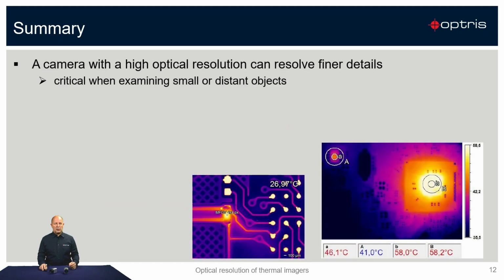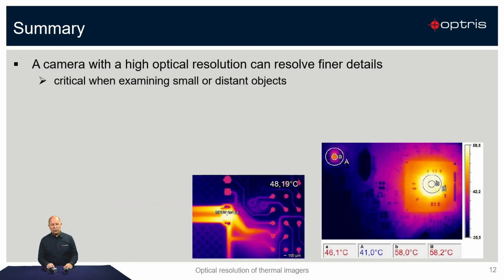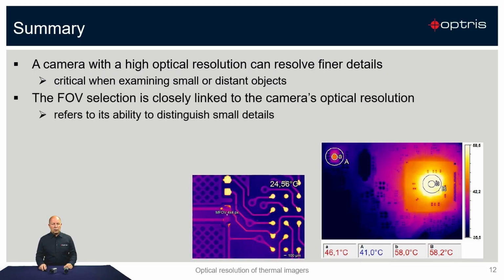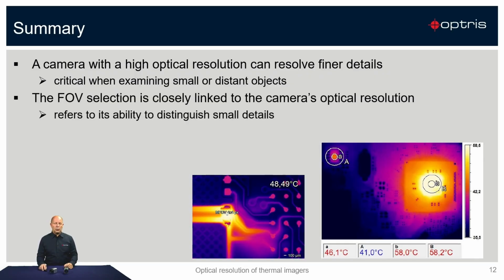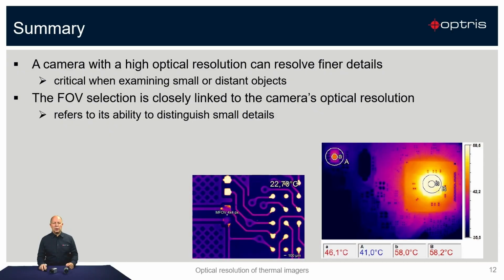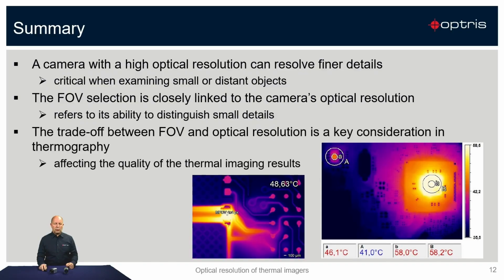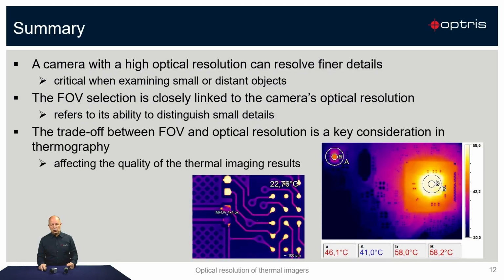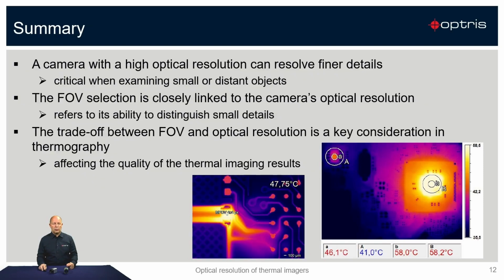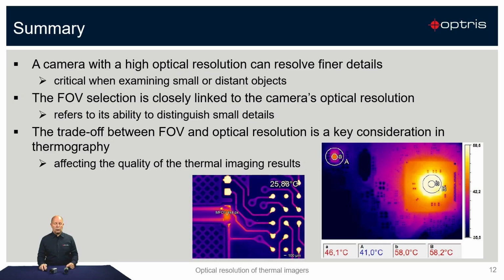As a summary, we can say a camera with a high optical resolution can resolve finer details. This is critical when examining small or distant objects. The field of view selection is closely linked to the camera's optical resolution, and it refers to its ability to distinguish small details. The trade-off between the field of view and the optical resolution is a key consideration in thermography, because this is affecting the quality, finally, of the thermal imaging results.